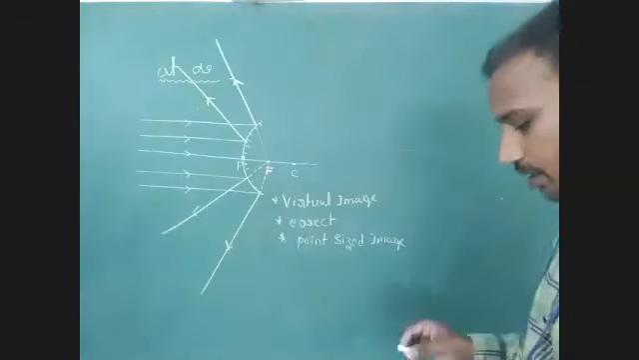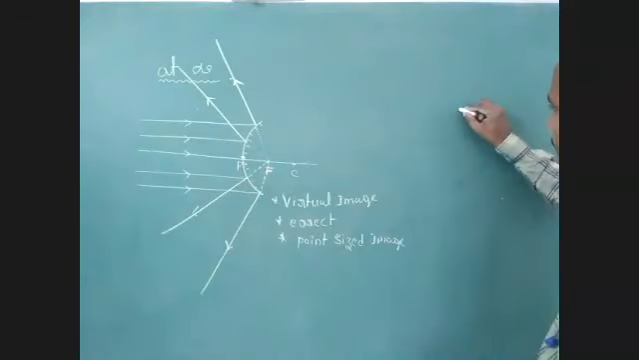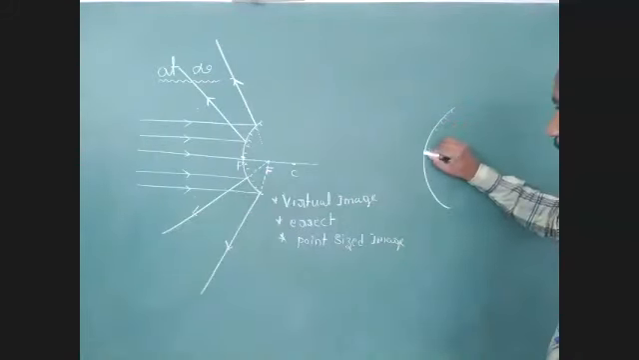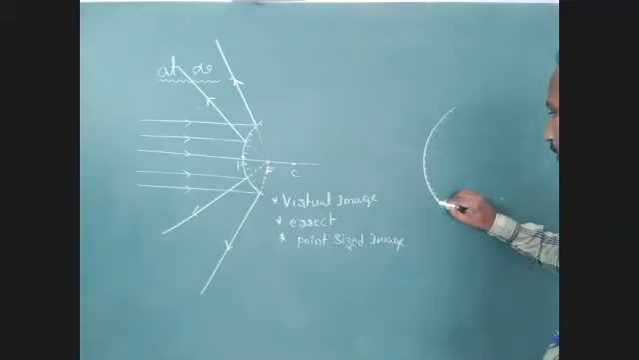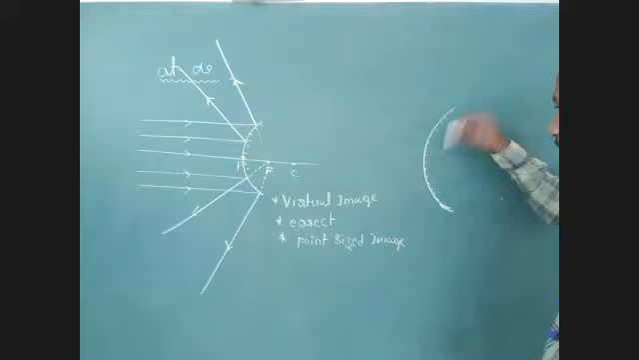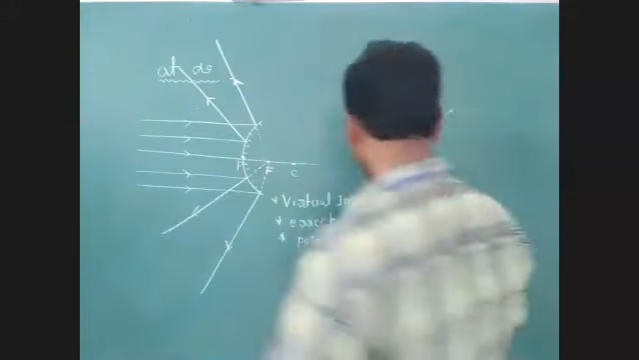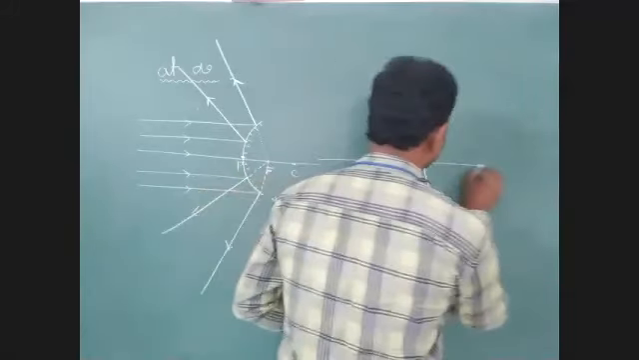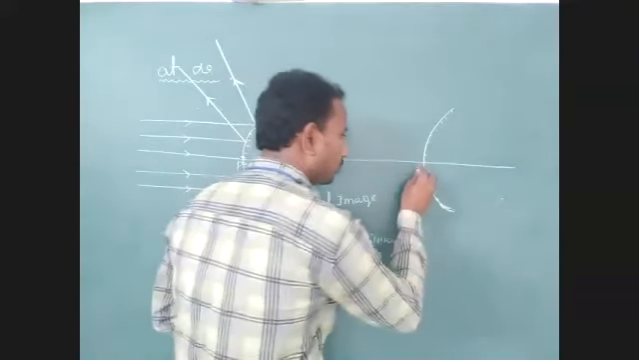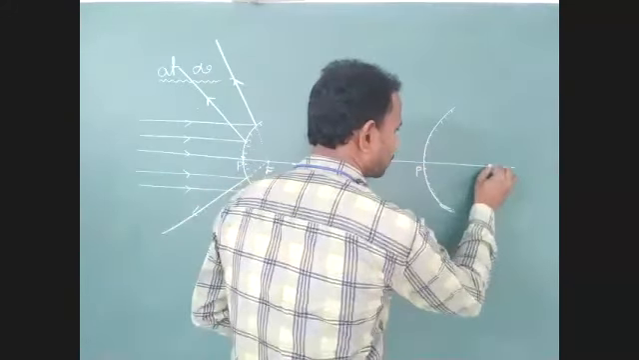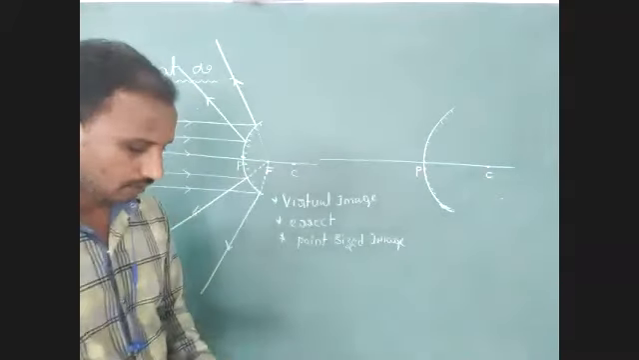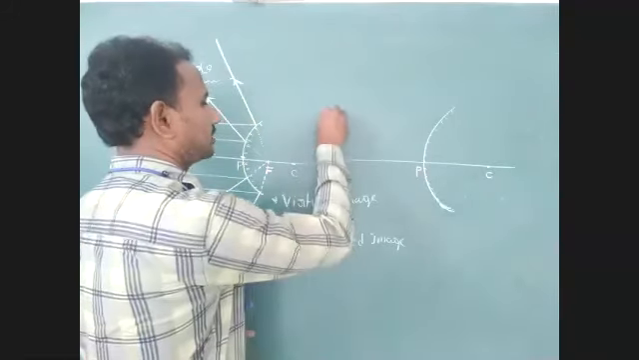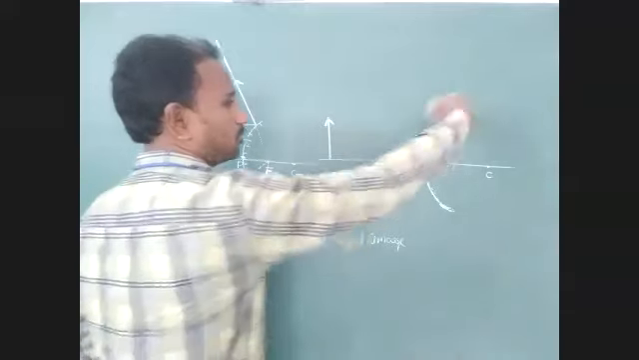mirror. So we have to draw that convex mirror. Now it is a convex mirror. The inside part is an opaque surface. The outside part is the reflecting surface. Now draw the principal axis. That principal axis is passing through the pole and center of curvature. Now we have to consider the position of an object at a certain distance from the pole of the convex mirror.